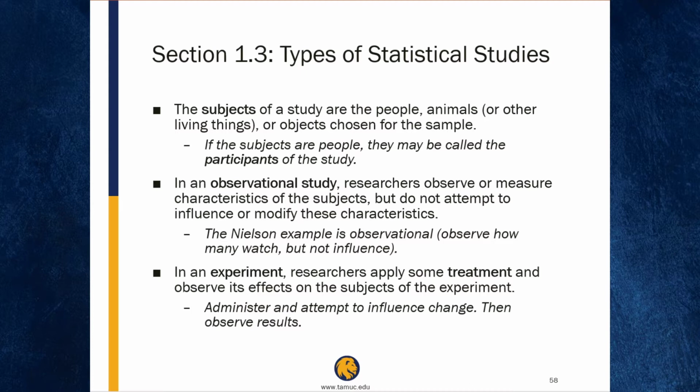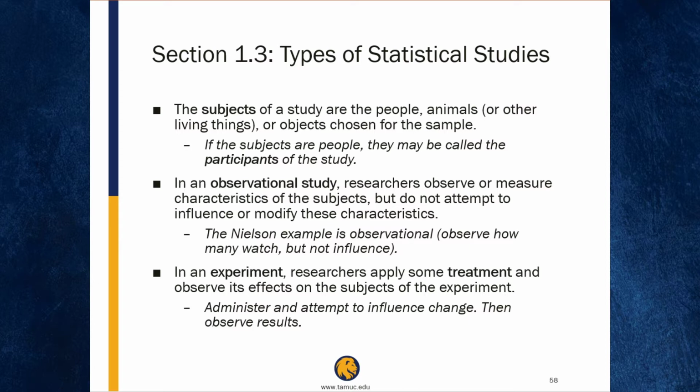So, in a statistical study, we have things called subjects. The subjects of the study are the people, animals, or other living things or objects chosen for the sample. If the subjects are people, we might refer to them as participants rather than subjects of the study. And then the first kind of study is called an observational study.